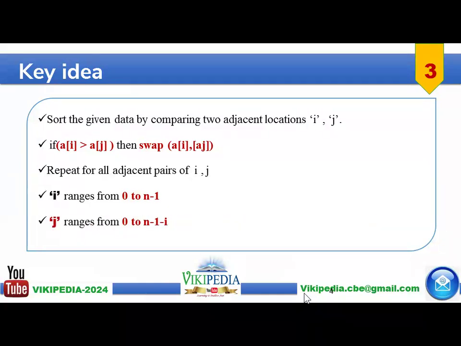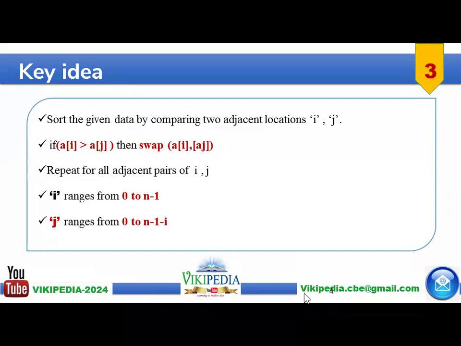Similarly, how many comparisons we will be doing will be represented with the help of j. So j ranges from 0 to n minus 1 minus i. Why is it n minus 1 minus i? Because after each i iteration, i number of elements will be sorted and pushed towards the right end. Right.